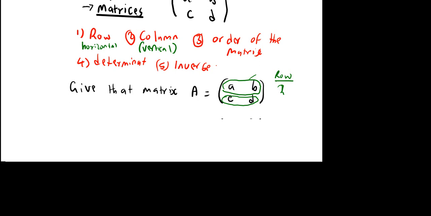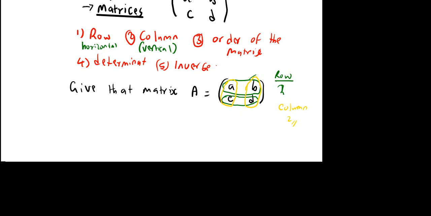Then let me use yellow ink to show you how you handle the columns. You can find the columns by counting the verticals. So this is 1, then the other one is 2. So that means we have the columns. How many are they? There are 2 as well.